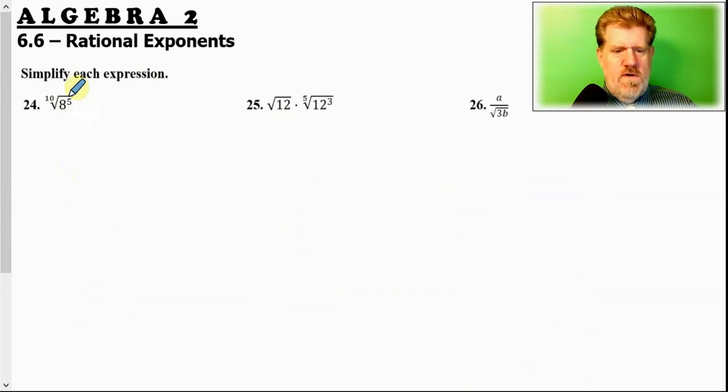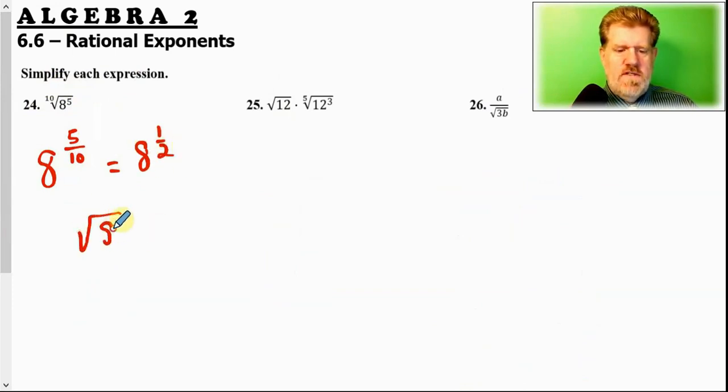Now, you might notice if I have this, the 10th root is to the 5th power to the 10th root. So really it means 8 to the 1/2. Well, 8 to the 1/2 means the square root of 8. And now how do you simplify that? And we've done this a million times. Remember that 8 can be broken up into, well, it's 2 cubed.